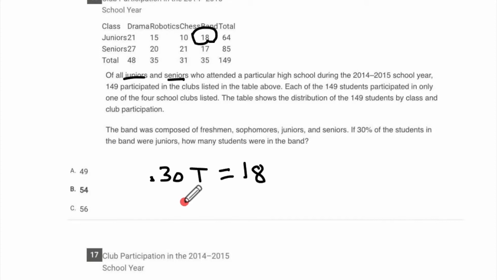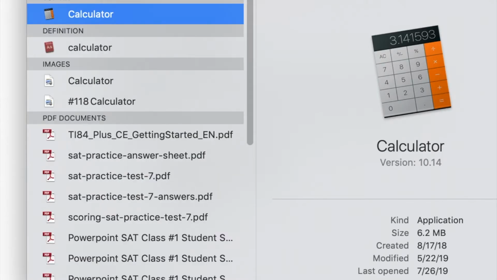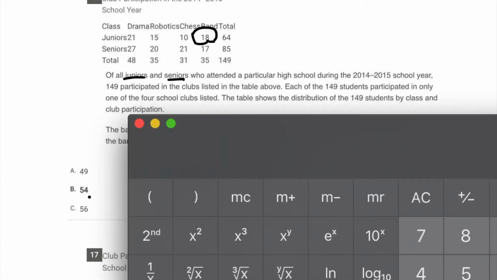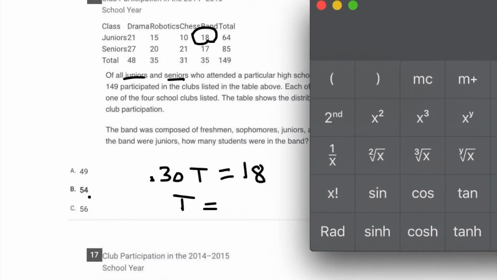Let's see, I don't have my answer here. And they don't have answers below. Okay, so we take T, and we take 18 divided by 0.3. And you might have to figure that in your calculator. I'm not sure if this is the right answer, and I don't have my calculator with me right now. Hold on. I'm not going to start this video over. I'm just going to get my calculator out. Oh, you guys had to see that. Okay. All right, here we go.